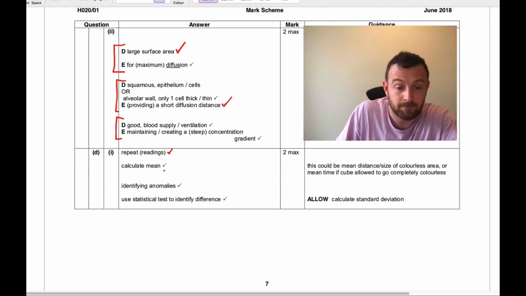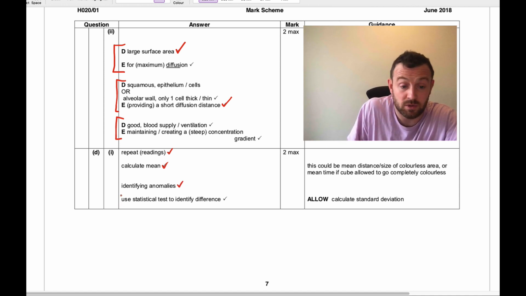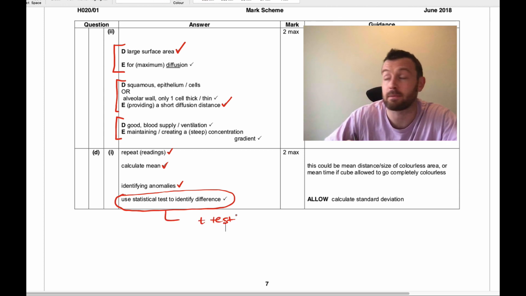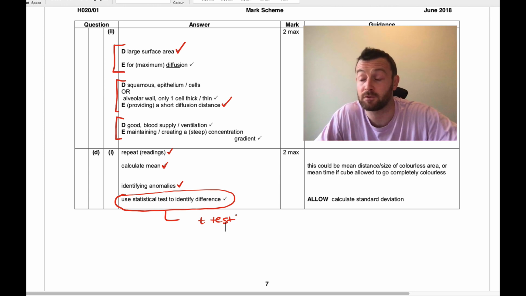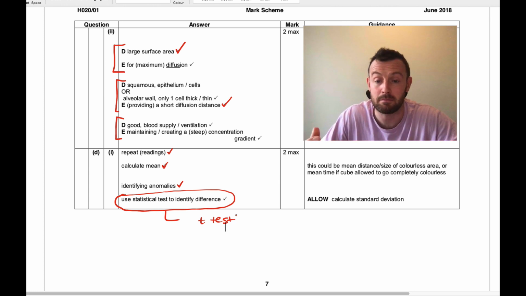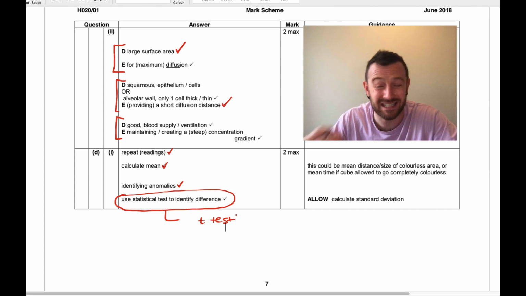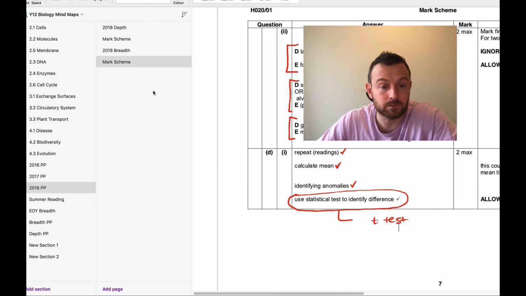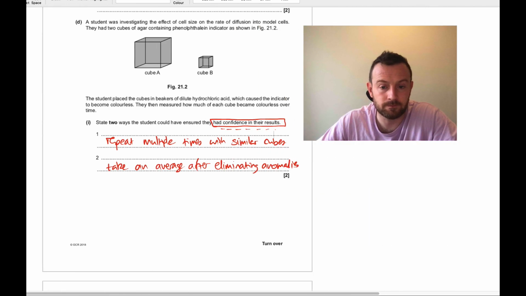Repeat findings, calculate mean, identify anomalies. There's another one which I didn't think of: use a statistical test to identify the differences. And maybe you could do the t-test, for example, because that's about investigating the difference between 2 calculated means and seeing if there is a statistical difference between those 2 means. Okay, moving on.